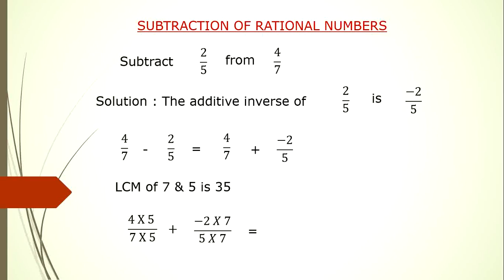So 4 by 7 is nothing but 20 by 35. And the other one we have is minus 14 by 35. Now this is simple. We can easily add these two rational numbers because their denominators are the same, which gives us 20 plus minus 14, or nothing but 20 minus 14, which is nothing but 6 by 35.